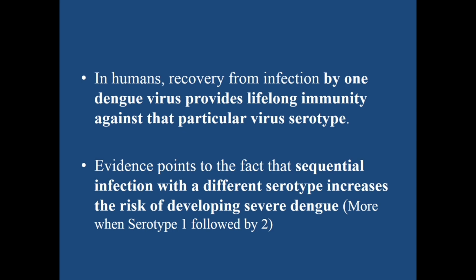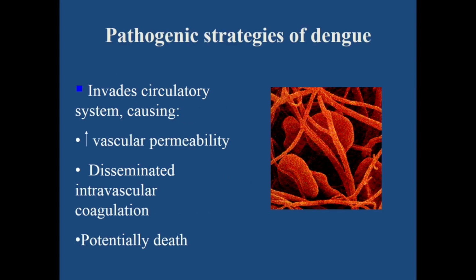And it is more when a person was infected with serotype 1 and becomes infected later on with serotype 2. You can see that in the outbreak which occurred in Delhi in 2016, the persons who were infected with serotype 2 later on got infected with serotype 4. Those persons were more at risk of fatality of this disease, more at risk of having a severe dengue infection.